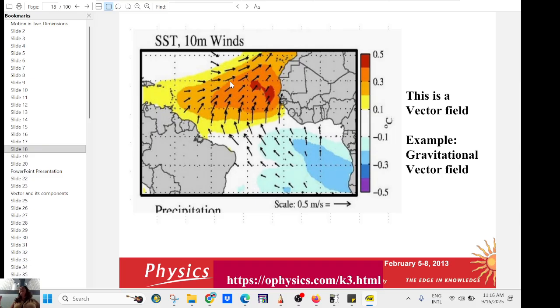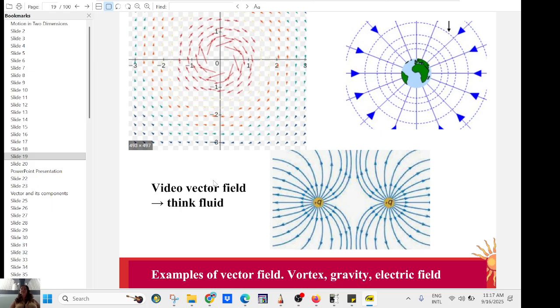Usually, ideally, you want to make the length of the arrow proportional to the speed of the wind, but then it gets very messy. So instead, they are using colors here. Okay, that's called a vector field because anywhere in space you can associate a vector. So, very useful in fluid mechanics, for example.